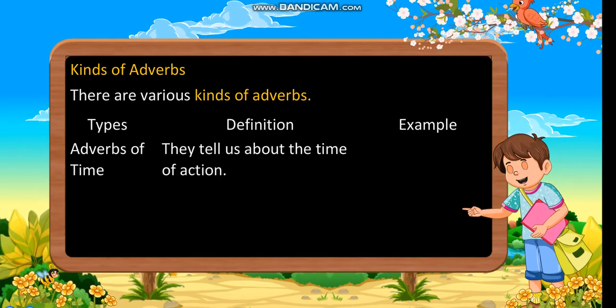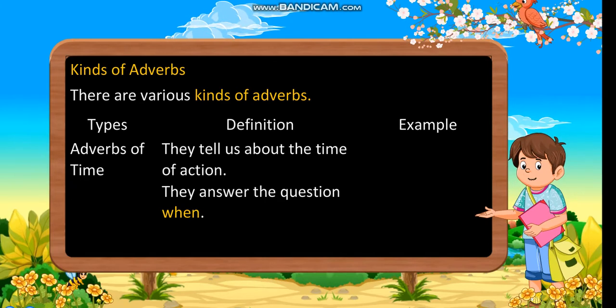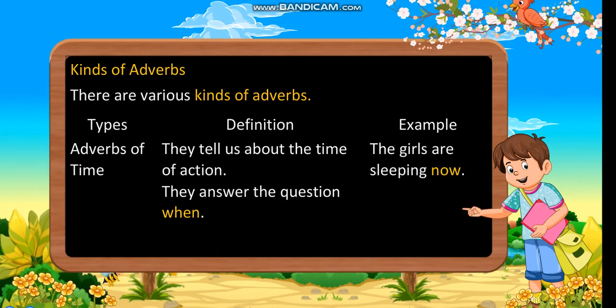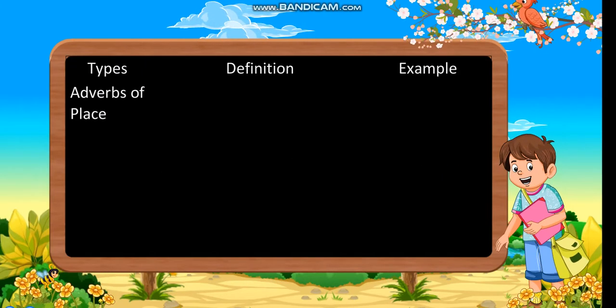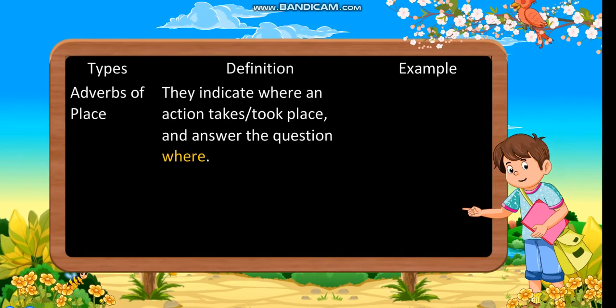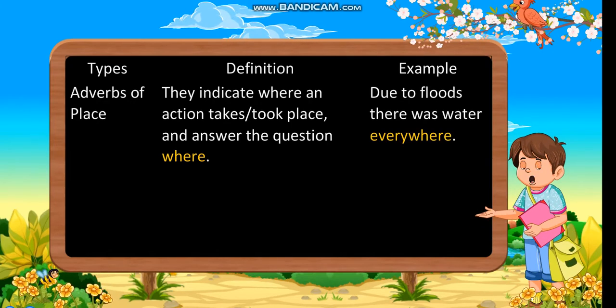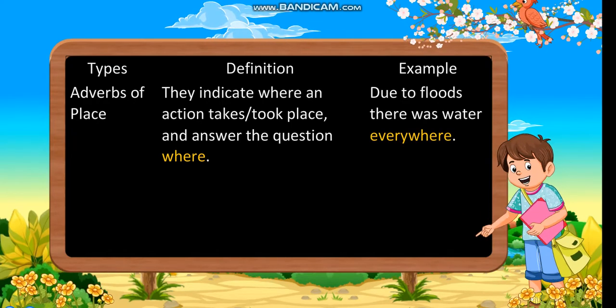Adverbs of time. They tell us about the time of action. They answer the question, when. The girls are sleeping now. Adverbs of place. They indicate where an action takes or took place and answer the question, where. Due to floods, there was water everywhere.